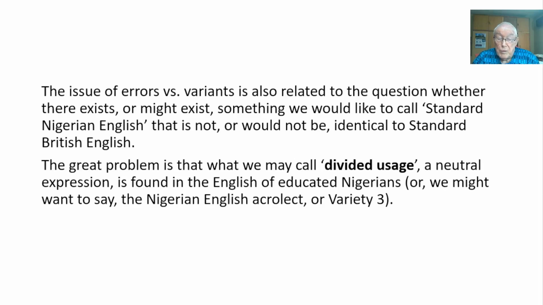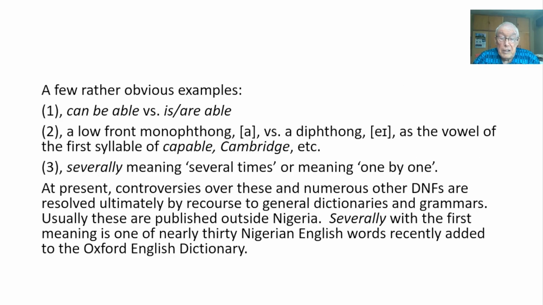The great problem is that what we may call divided usage, a neutral expression, is found in the English of educated Nigerians, or we might want to say the Nigerian English Acrolect or Variety 3. Here are a few rather obvious examples. First, some people will say or write "can be able," others "is able" or "are able." Secondly, a low front monophthong is used by some people as the vowel of the first syllable of "capable" or "Cambridge." In other words, we will hear either a monophthong or a diphthong there.